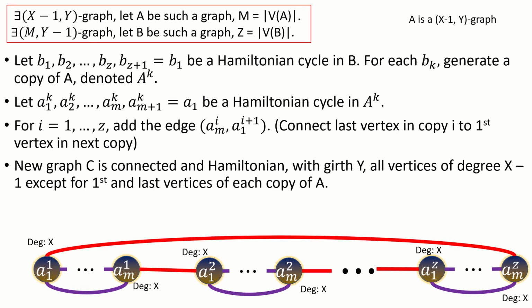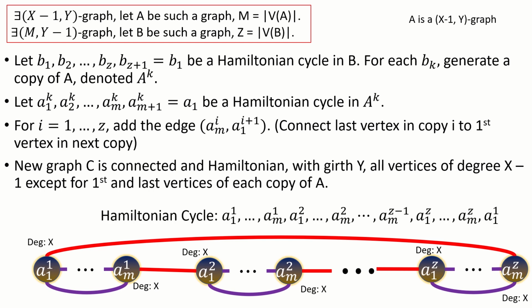Also, the entire graph is Hamiltonian with the following Hamiltonian cycle. The girth is still y, because the girth of each copy of A is y, and the only cycle that goes between different copies is the Hamiltonian cycle across our entire graph C, which exhausts all the vertices in each copy, meaning it has length greater than y.